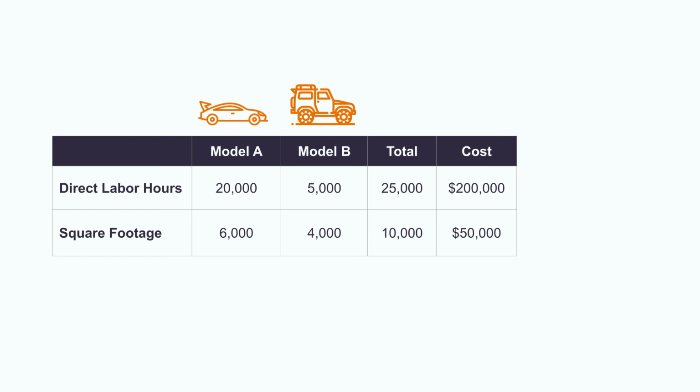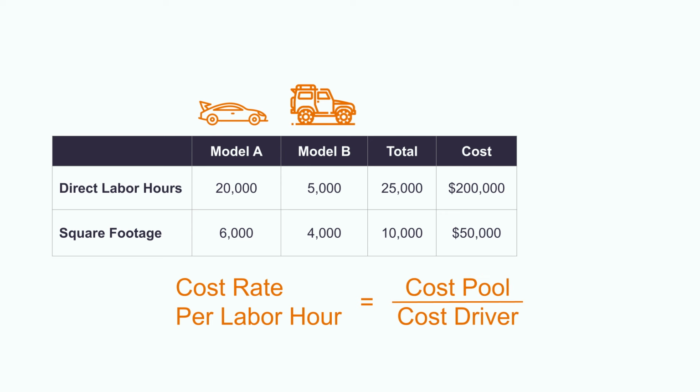Direct labor hours budgeted for Model A is 20,000 and Model B is 5,000, for a total of 25,000 direct labor hours. The square footage utilized for Model A is 6,000 and for Model B is 4,000, for a total of 10,000 square feet. To find out the cost rate per labor hour, we need the total cost pool amount divided by the cost driver base.